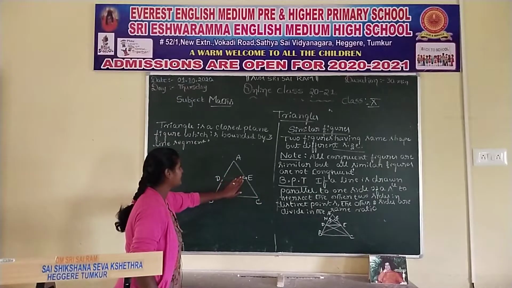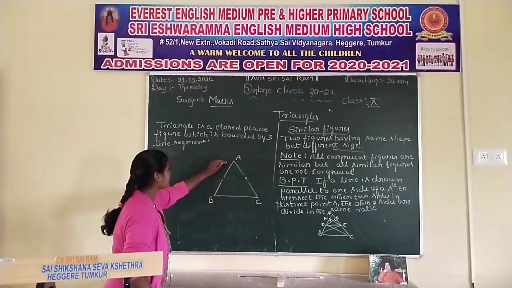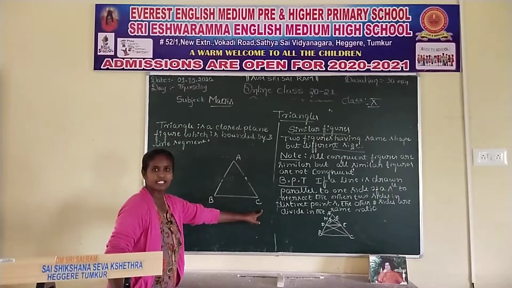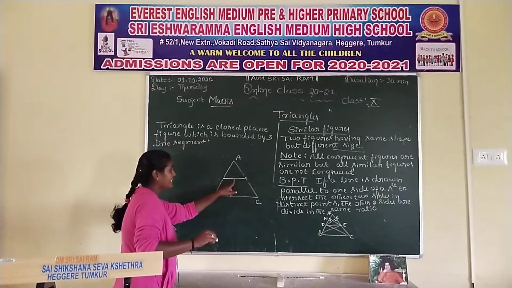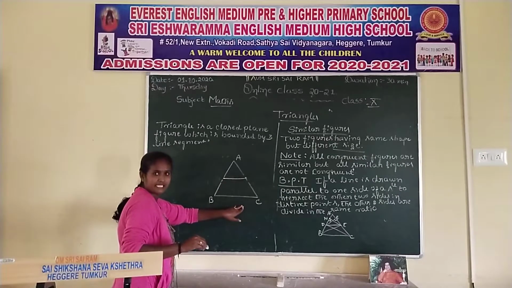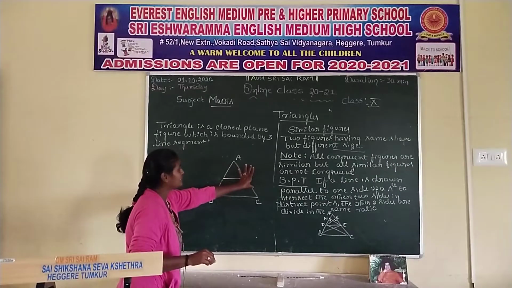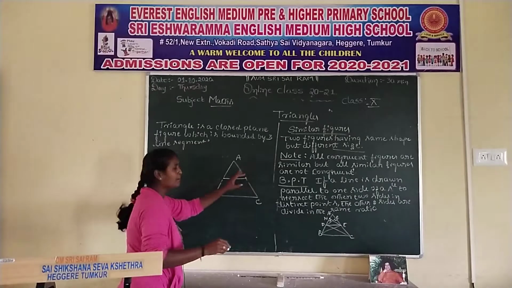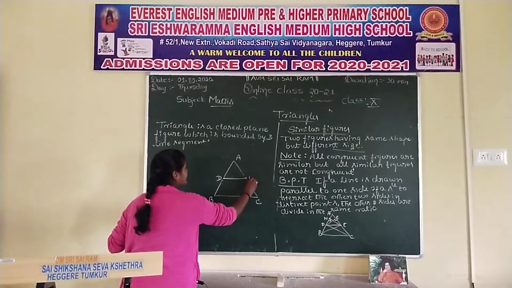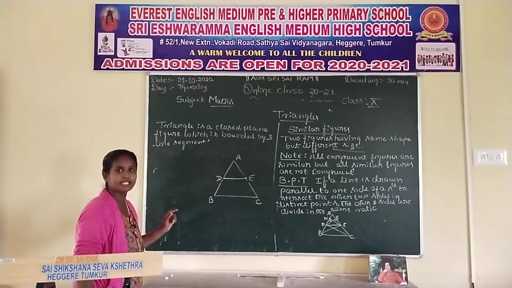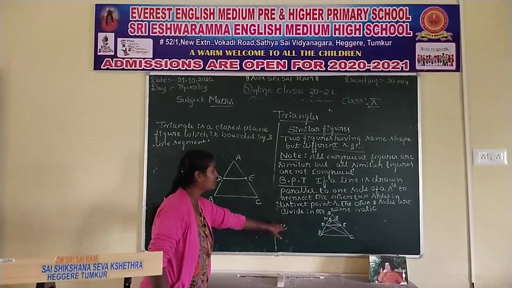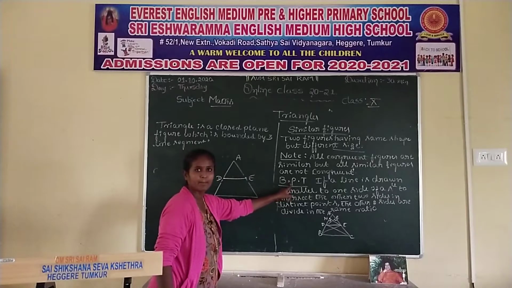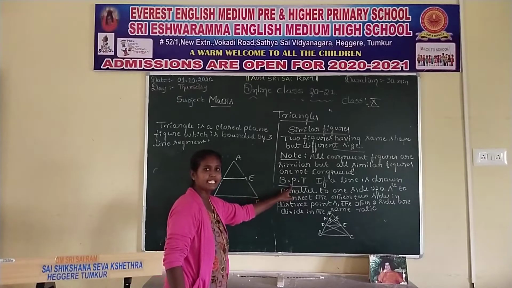See, if there is no parallel line, this is a single line segment. Here I draw a line segment that is parallel to BC, and it divides the sides into 2 parts. The 2 parts divide in the same ratio. That is the statement of BPT, the basic proportionality theorem.